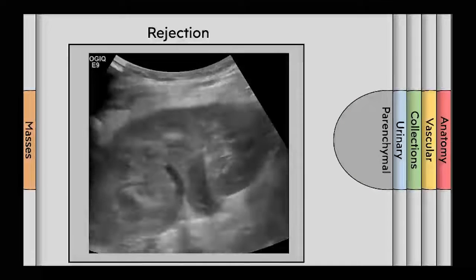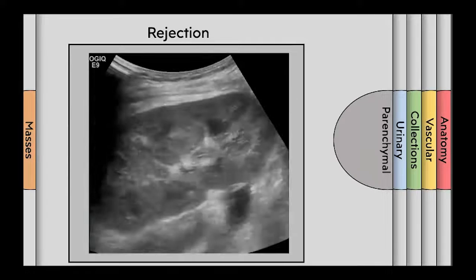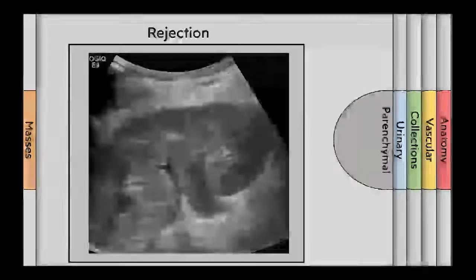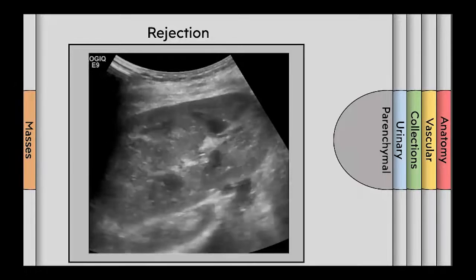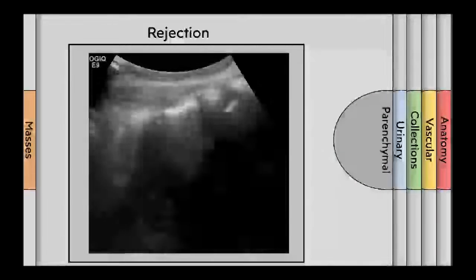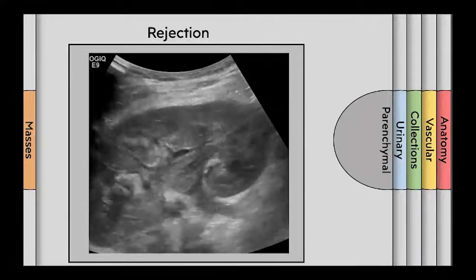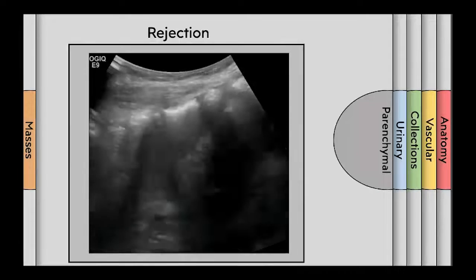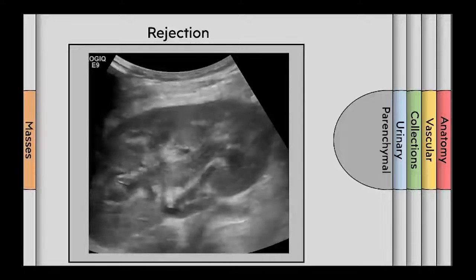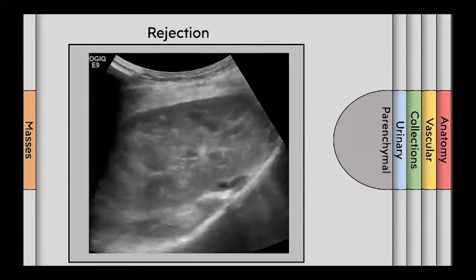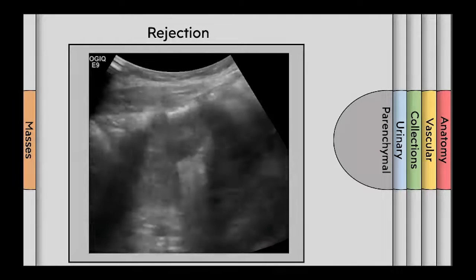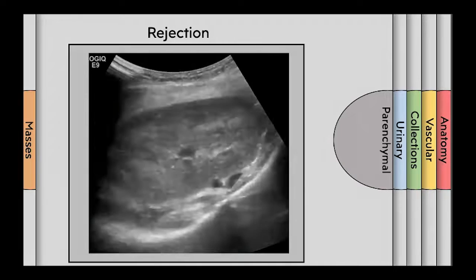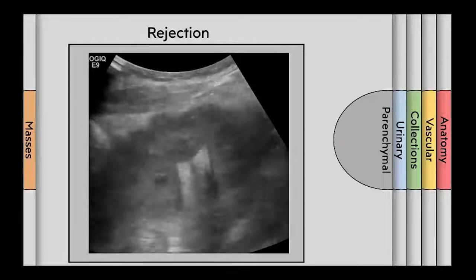Rejection is another disease process which can lead to a nonspecific imaging appearance. Although classically, patients with rejection have been described as having enlarged, hyperechoic kidneys with elevated resistive indices, more recent studies have suggested that these may not be useful in evaluating for rejection. The sign with the highest sensitivity for rejection appears to be the presence of urothelial thickening, as can be seen in this case of rejection.